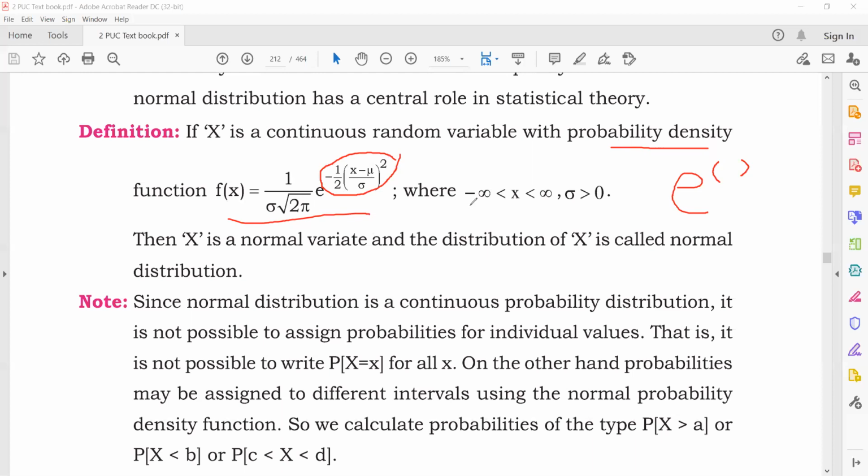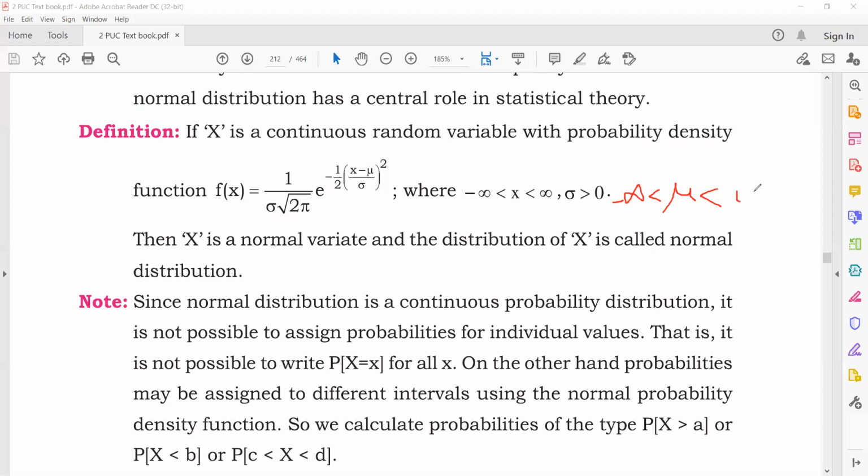Now coming to the range of x. In the previous two cases, we saw that x is 0, 1 to n, or 0, 1 to infinity, almost positive cases. Now we are talking about a case where x could be any real value. It could be negative, it could be positive, but sigma is always greater than 0. Sigma is one parameter and mu is another parameter. They have missed the range of mu here. You can write it: mu also lies between minus infinity and infinity.